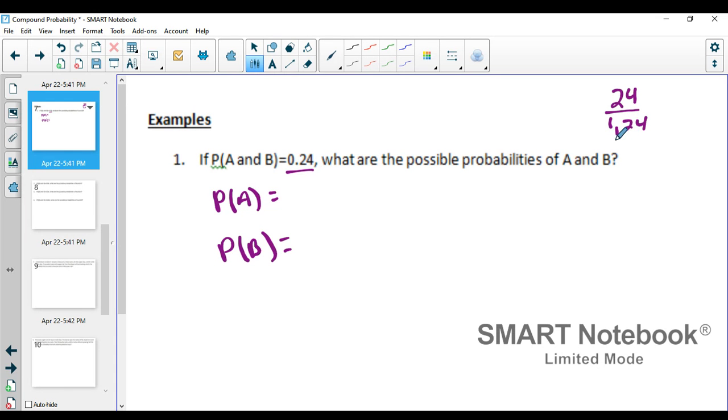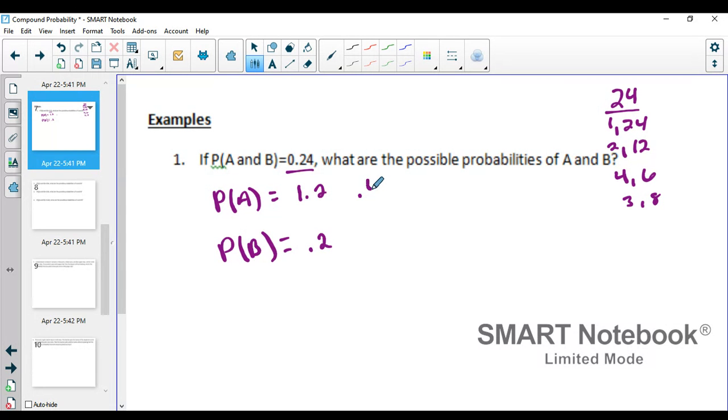So 1 and 24, 2 and 12, 4 and 6, and 3 and 8. Okay. So we can say that A has a probability of 1.2, and B has a probability of 0.2. Because remember, it has to have the same decimal point. So if we're multiplying, it needs to have two decimal points.